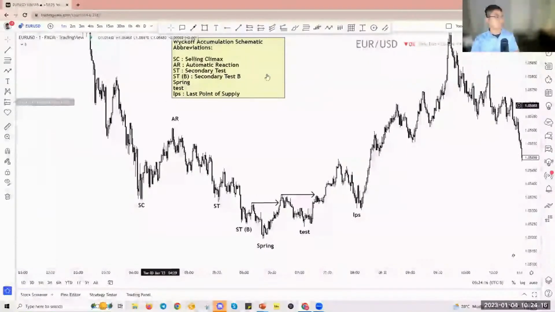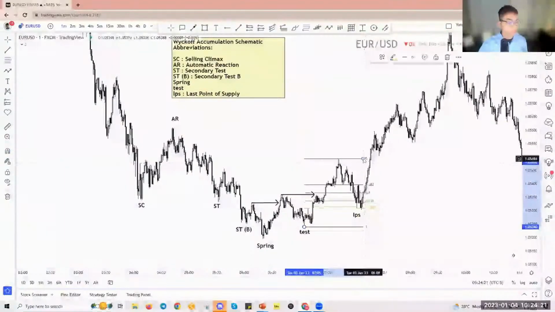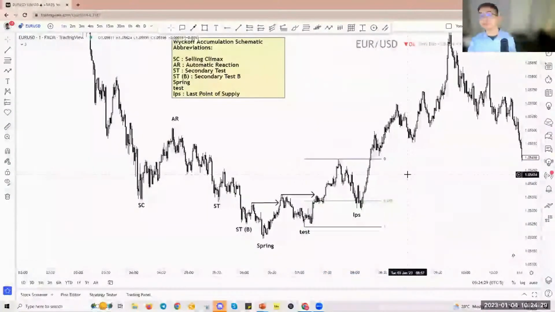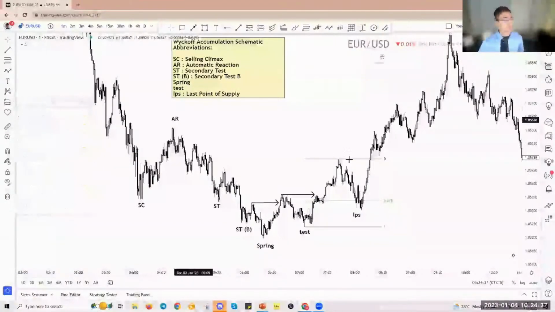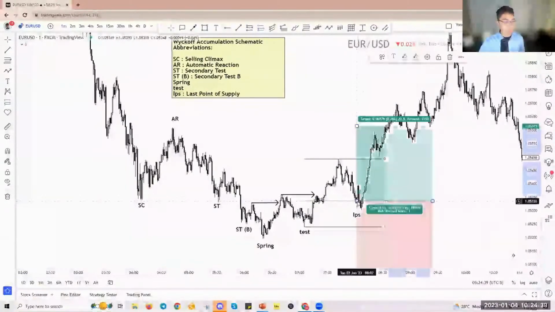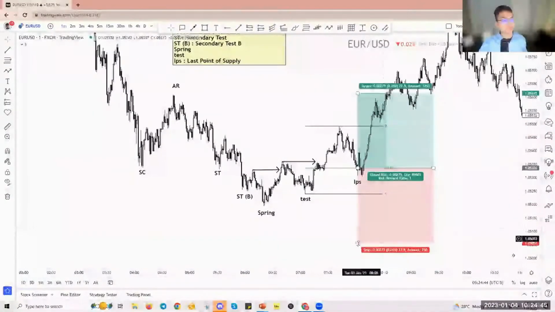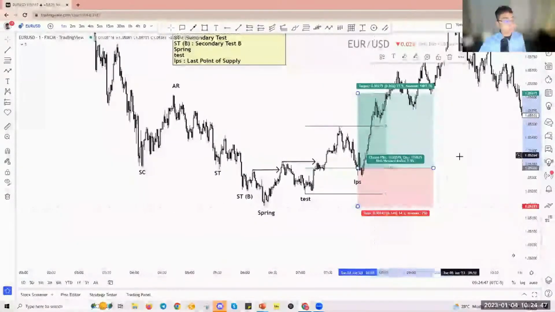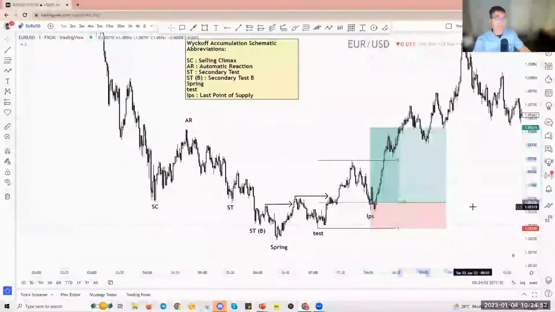Last point of supply. You can enter using a Fibonacci line drawing from the bottom of the test to the top and entering at the 61.8% area. Why the 61.8% area? Because it's the golden Fibonacci ratio. So you can take a long position, enter right here. Stop loss, if you want to be very, very safe, you can put it below the spring. But for me personally, I like to put it below the test because I expect that area to be respected.